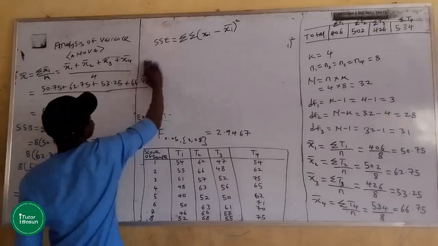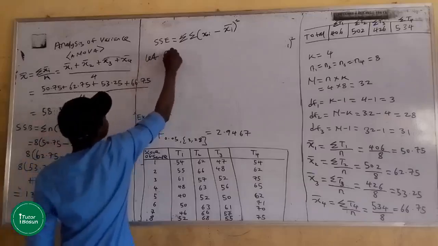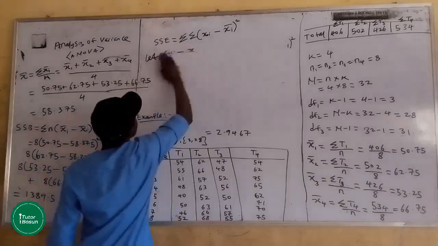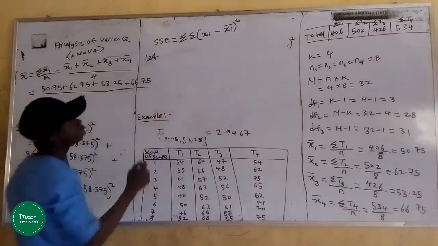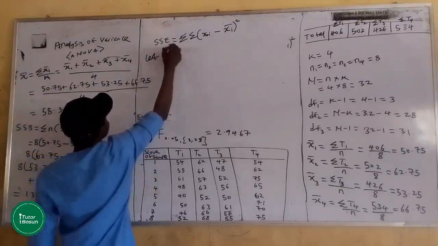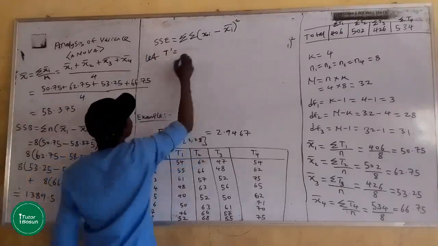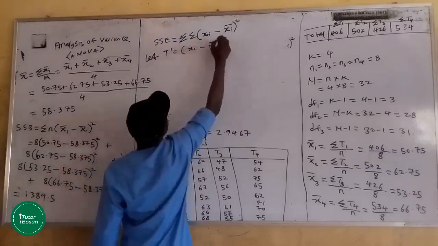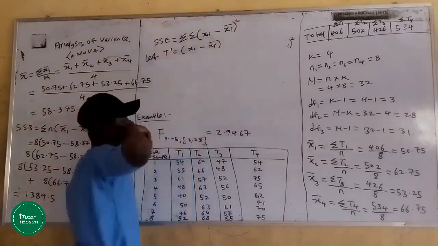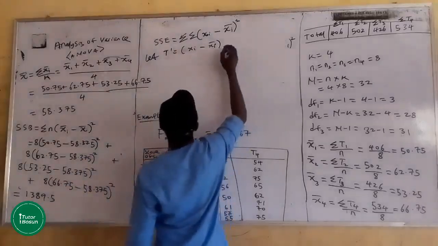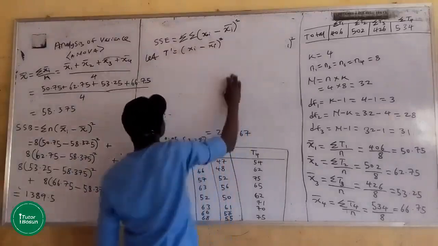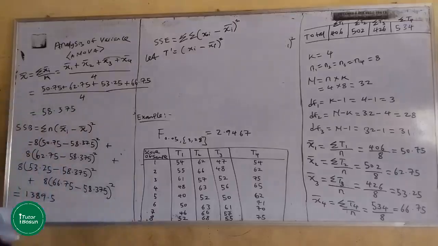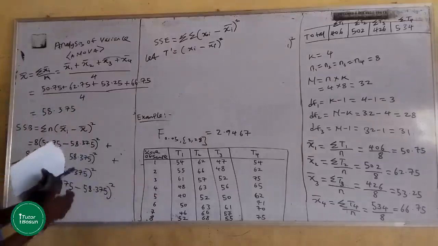So we can let t prime be equal to xi minus xi bar, and then square it: xi minus xi bar squared. So we can decide to compute a table for this.